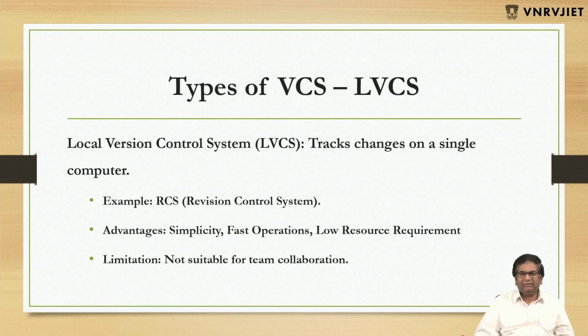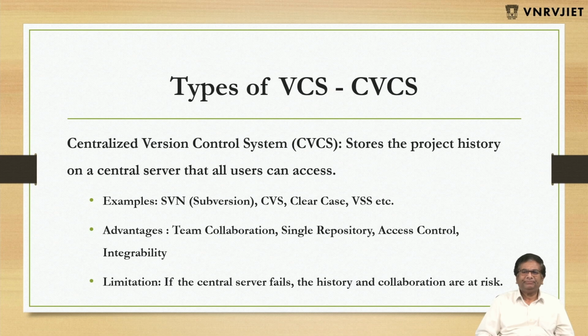There are several local version control systems. One example is Revision Control System, RCS, which is a pretty old system, but it is one of the local version control systems. The advantages are simple. LVCS is very simple to use, and this is on my machine, so it's very fast to access, and it doesn't require a lot of network or anything like that. It has low resource requirements. Now the challenge is, like I said, collaboration cannot be done. So that is LVCS. Let's go to the next one.